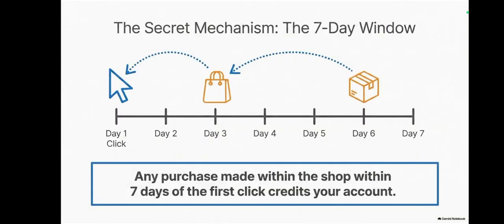Before we get any of the commissions coming in, the principle of the mechanism is this: the 7-day window period. Basically, any purchase made within the shop within 7 days of the first click will be credited to your account. From the day that your friends or your family members open the link, they have 7 days to complete their purchases. Any days after the 7-day window period, the commission will not be credited into your account.